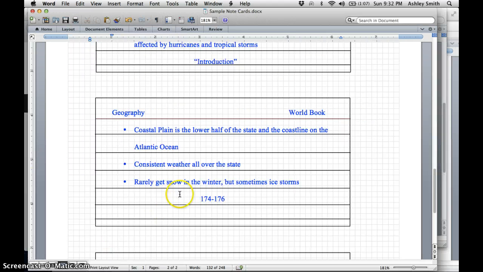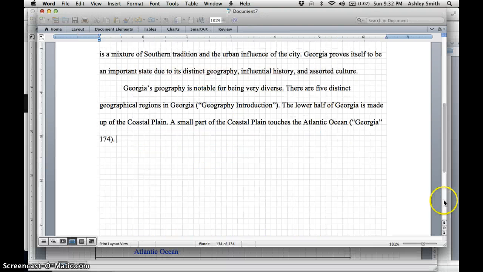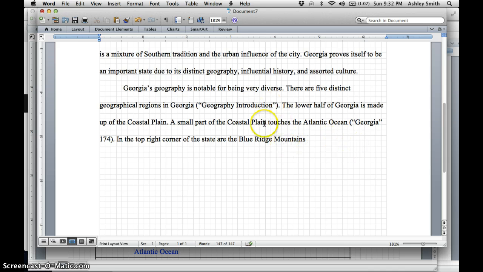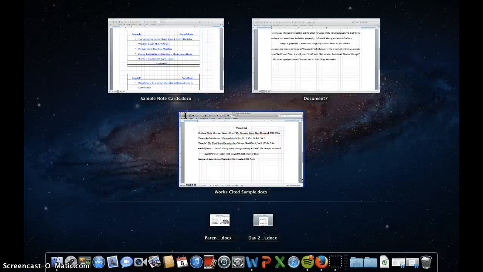And what I want to talk about next, let's see, I'm going to mention that the Blue Ridge Mountains are in the top right corner. This is going back to this georgiainfo.edu source. In the top right corner of the state are the Blue Ridge Mountains. Okay, so we've gone back to the Georgia introduction article. So if you look at your Works Cited page, here's Georgia introduction again. So I'm going to put the first piece of information, the title of the article, because we do not have an author again.